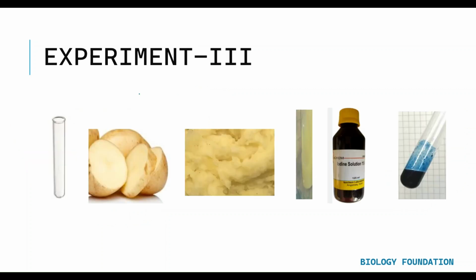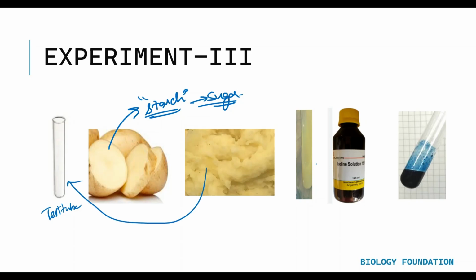There is another experiment to prove that potatoes are rich in starch. I told you potatoes contain a specific sugar in them, that's starch. So to prove it, what is done? Take a test tube. Cut potatoes into small pieces, make pulp, and add this pulp to your test tube. Now into the test tube add a few drops of iodine solution.